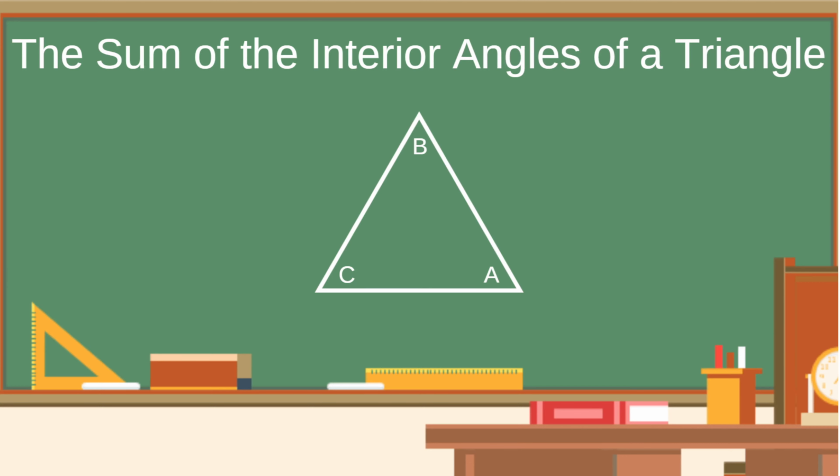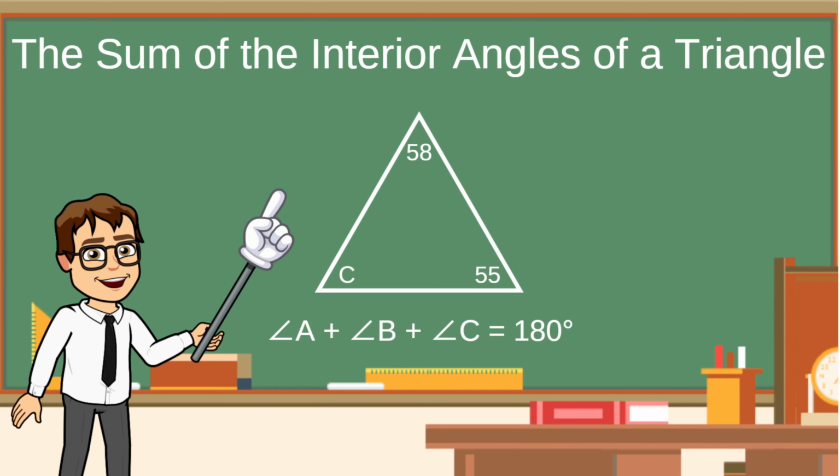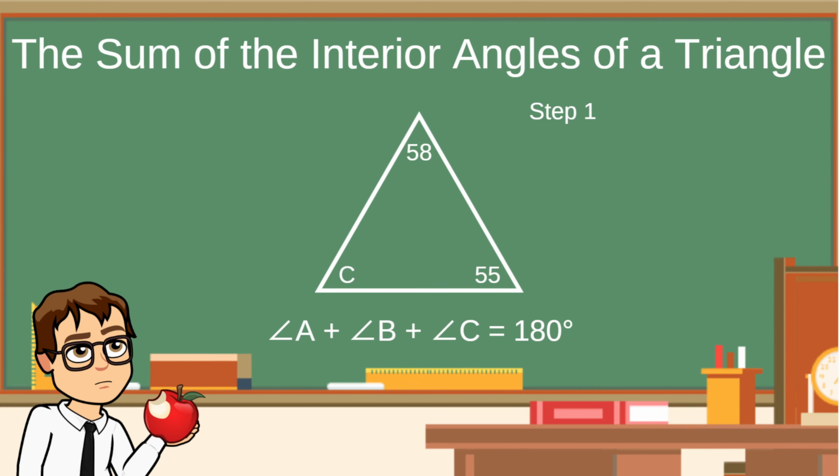So, if we know that angle A equals 55 degrees and the angle B equals 58 degrees, then we can use that information to calculate angle C. If A plus B plus C always equals 180, then we can work backwards to find C. Our first step will be to add both of the angles that we already have. 58 plus 55 to get their sum, 113.